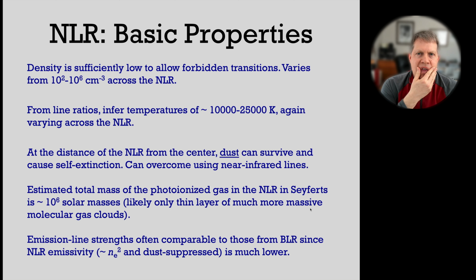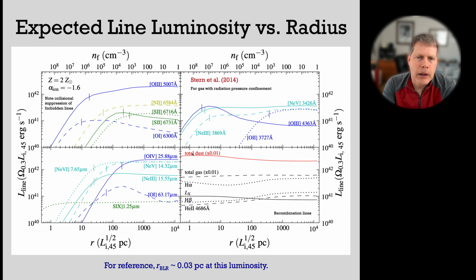Okay, then if you look at the density, and you ask what can we say about the density of the narrow line region, well, it has to be sufficiently low to allow forbidden transitions. And in fact, the density is thought to vary between about 10 to the 2 and 10 to the 6 particles per cubic centimeter across the narrow line region. And I'm going to show you now a rather busy plot that has a lot of very useful information on it, summarizing many of the essentials of the narrow line region.